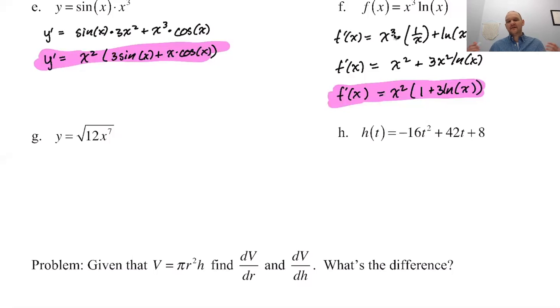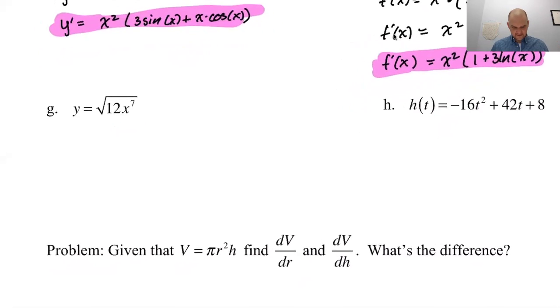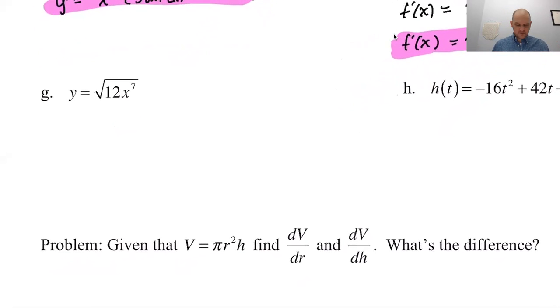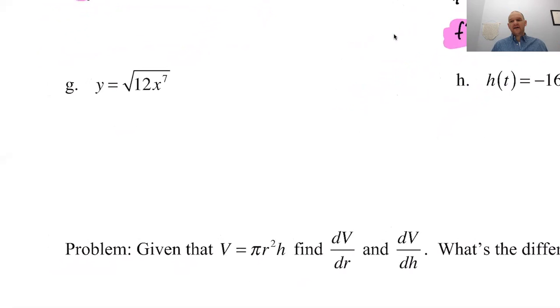All right, we're back. We're on page 8 of notes 1 of Calc AB, and we are taking derivatives for some practice. So let's take a look at this one. This is kind of interesting because it's radical, but it's also radical of a product. So what we can do is rewrite this thing. I'm going to rewrite it as radical 12 times radical x to the 7th.